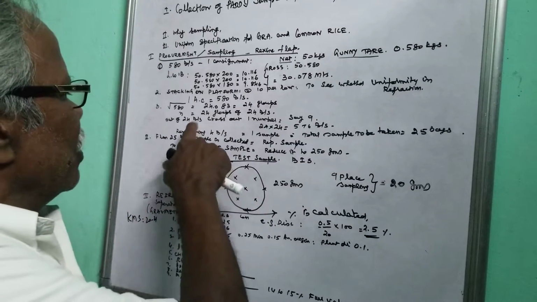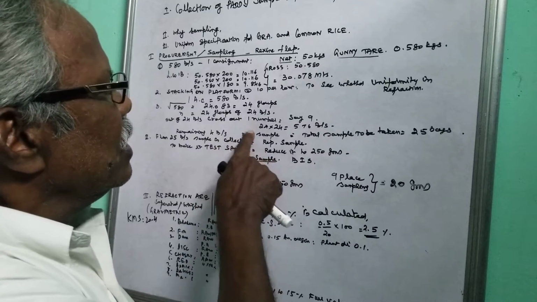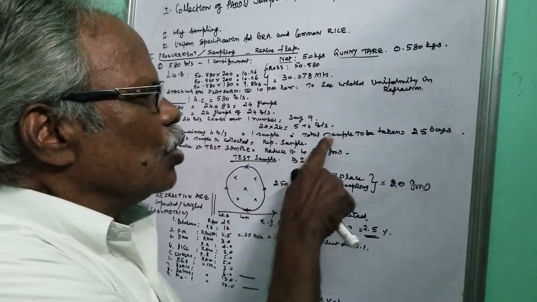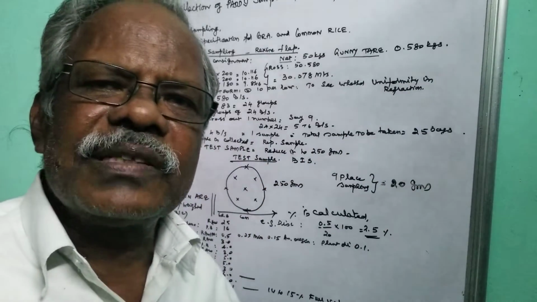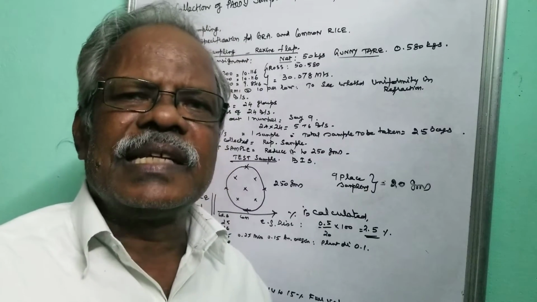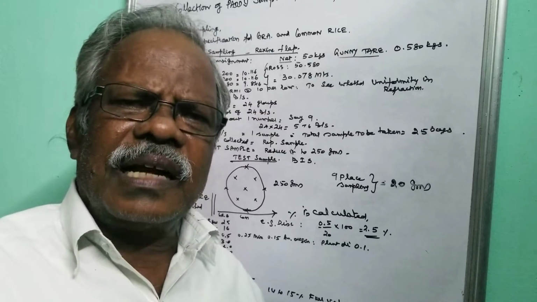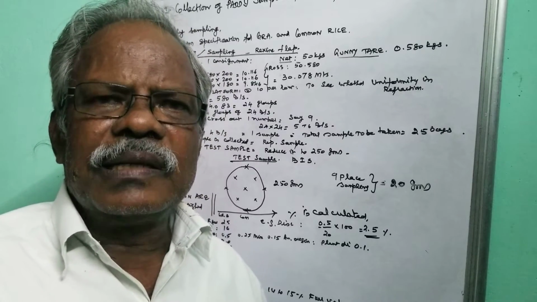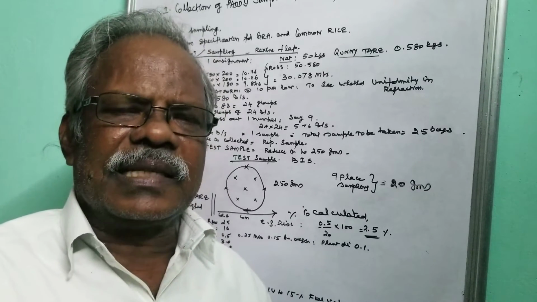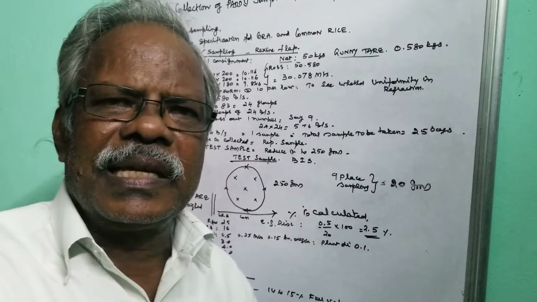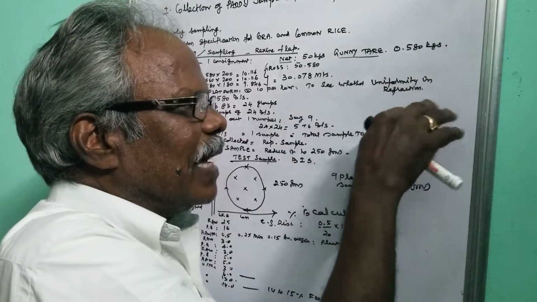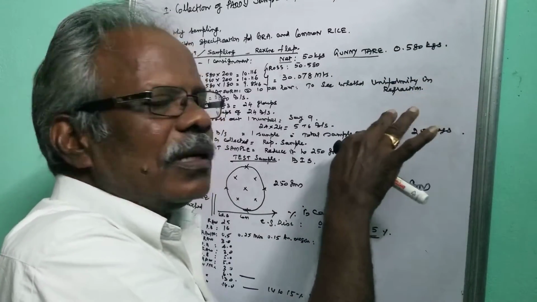Then, out of 24 into 576, the remaining 4 bags give 1 sample. So the total sample to be taken is 25 samples. From 25 bags we have to take the sample, and that has to be thoroughly mixed, and that is called the representative sample. So that has to be reduced to 250 grams or quarter kg by putting the sample in the sample divider.